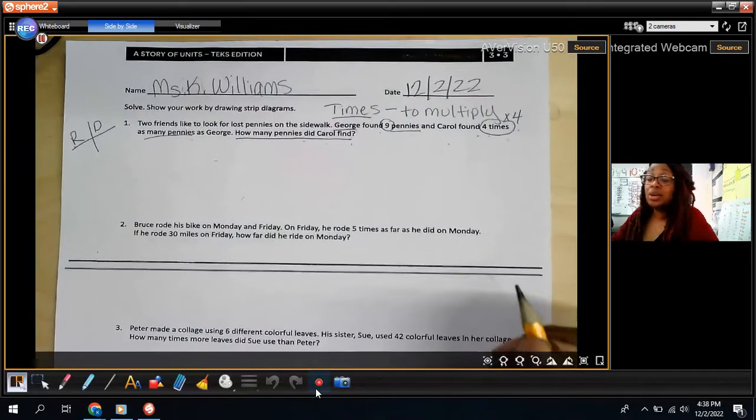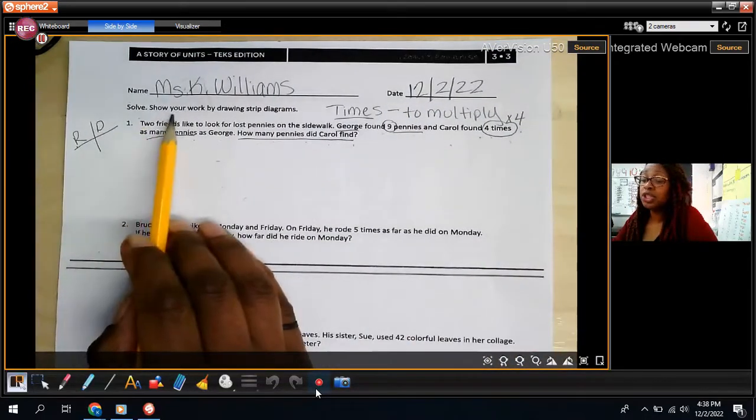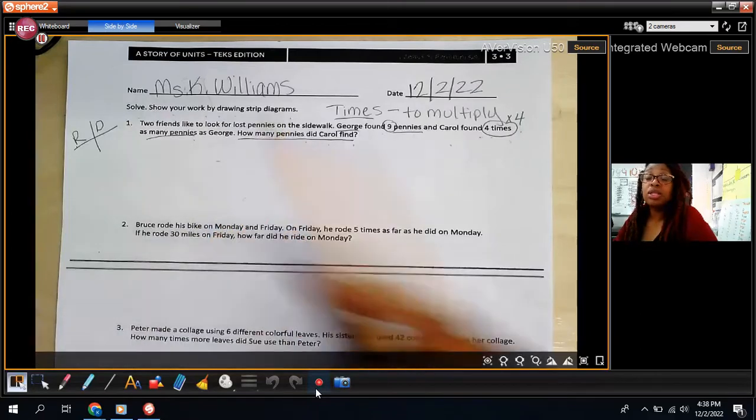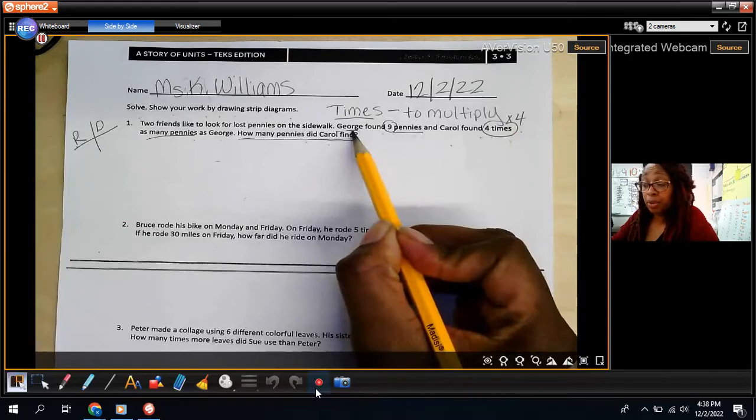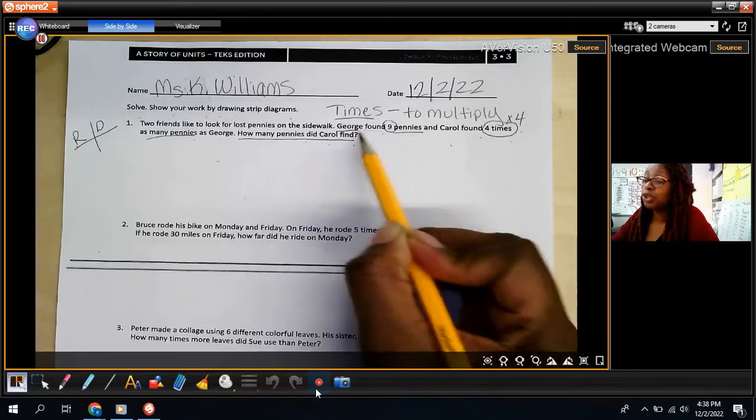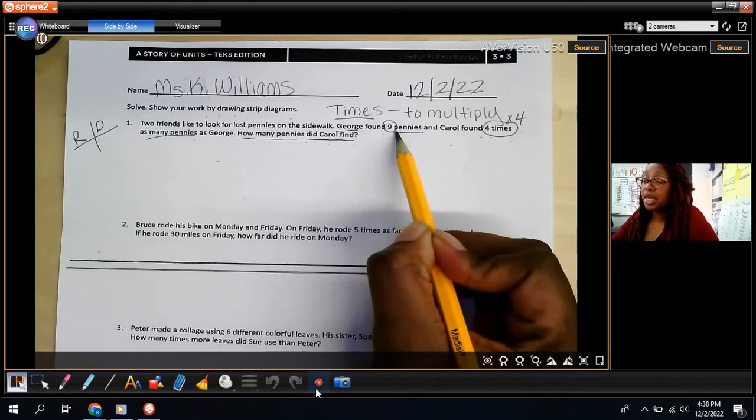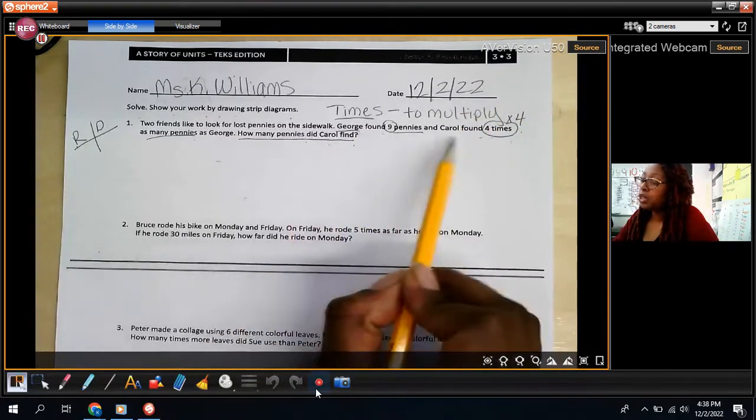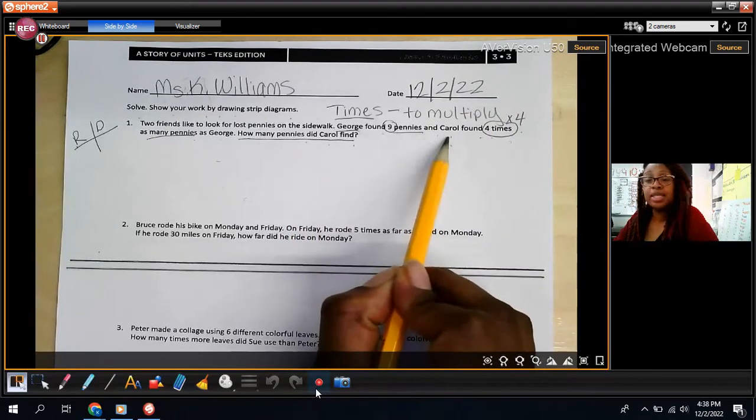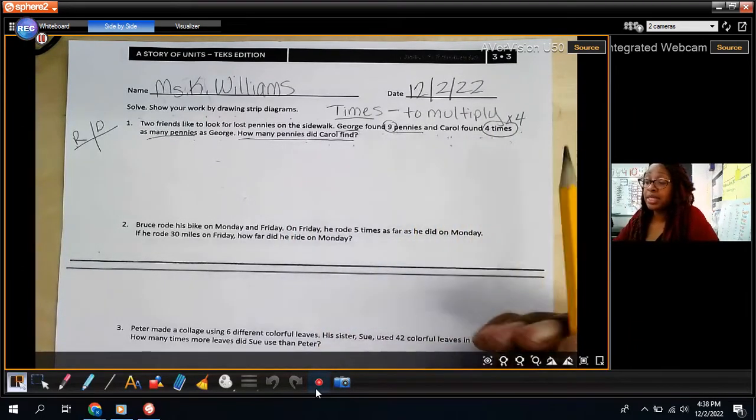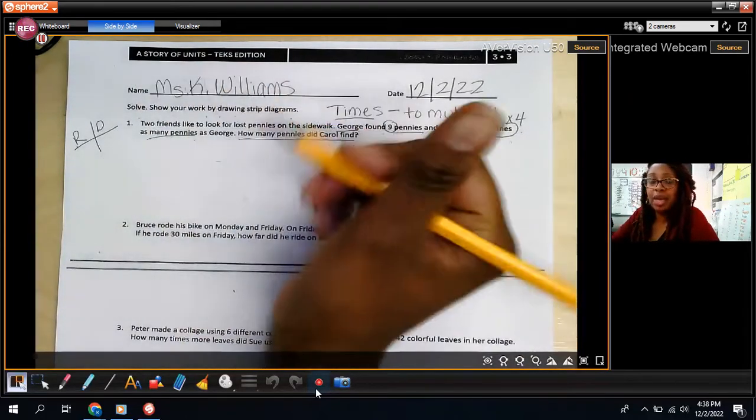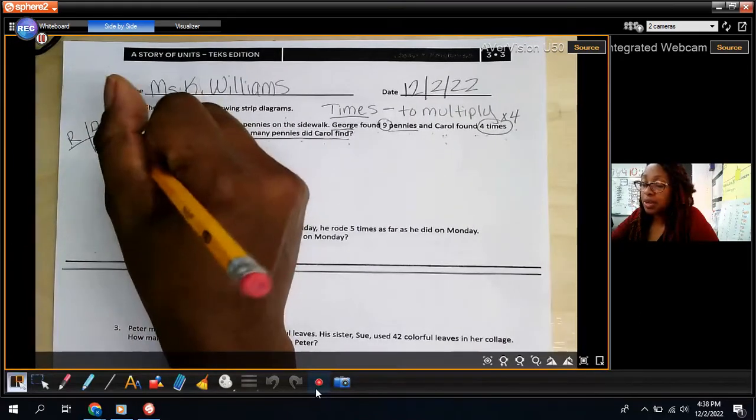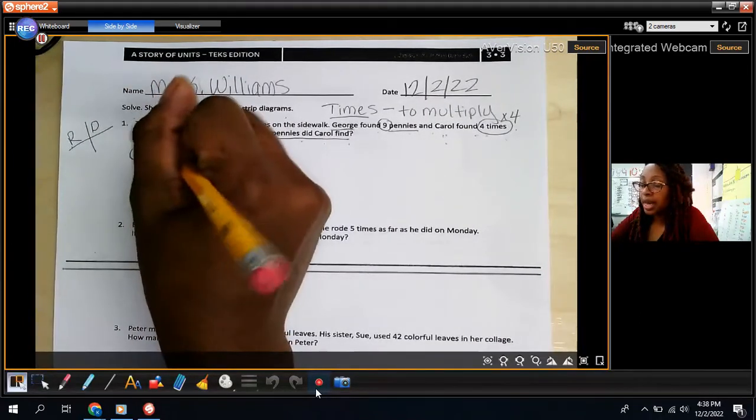All right. So the question is telling me I need to solve and show my work by drawing a strip diagram. So that's how I know what I'll be drawing. So let me draw and label. I'm going to draw a model of George with 9 pennies in a strip diagram, and then I'm going to draw out Carol's and then find that missing factor. I'm sorry, finding the multiple, not the factor. All right, so here we go. We're going to put George at 9 pennies.